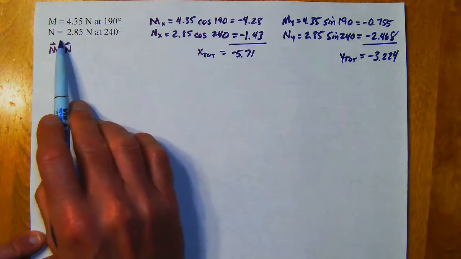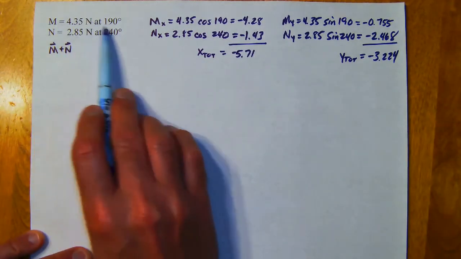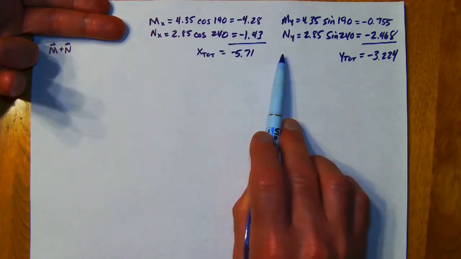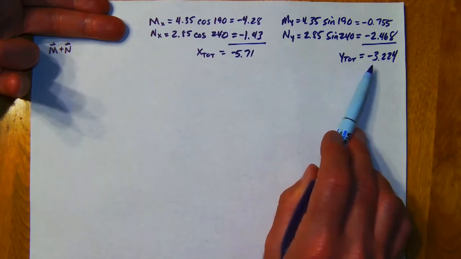Next step then is I need a picture. So I'm not going to draw a picture of the original vectors because as soon as I break them into components, those literally go away and I'm stuck with just the components or just the totals. So what I want to draw is the totals here.